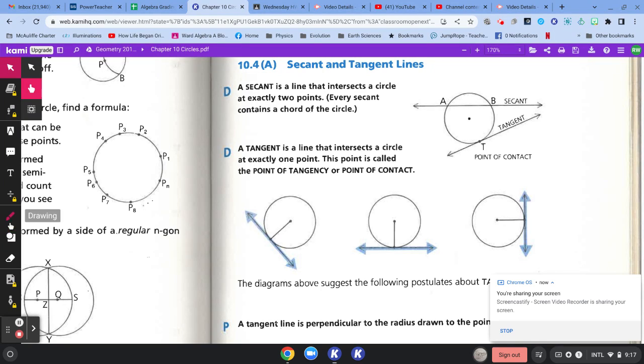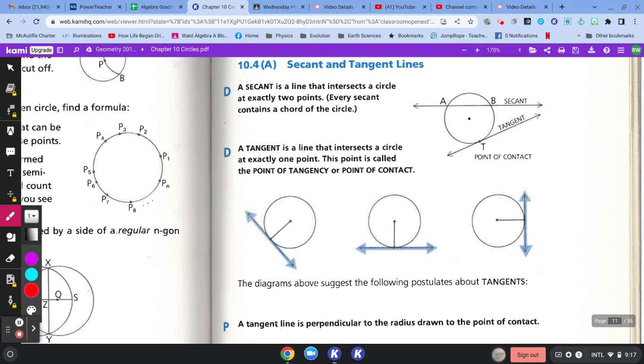Hi, this is Mr. Ward, and I'm going to talk about Chapter 10.4. Now, Chapter 10.4 is broken into some parts. There's a Part A, there's a Part B, there's a Part C, and there's a Part D, which all focus on different elements of the same basic idea.